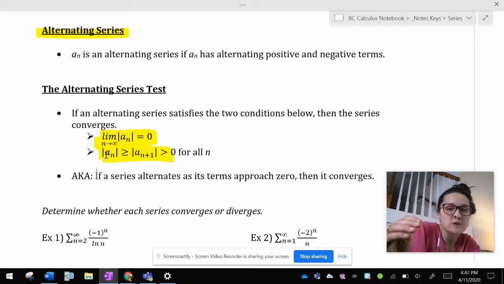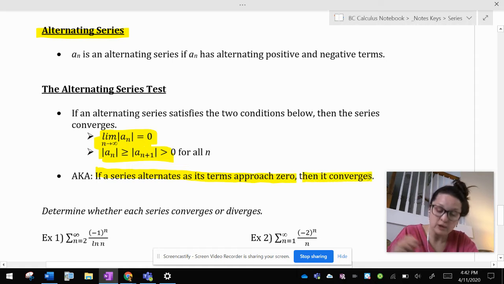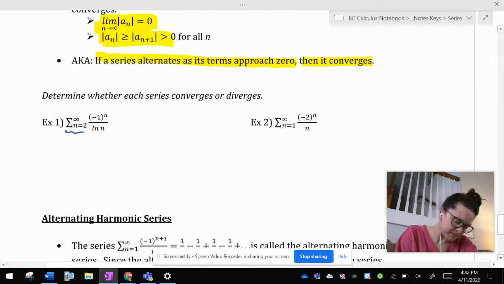This isn't one of those tests where it's iffy. It's either converge or diverge, nothing else in between. So, long story short, if a series alternates and its terms approach zero, then it converges. If that doesn't happen, then it diverges. End of story, done. So if we come down here, does the series converge or diverge?